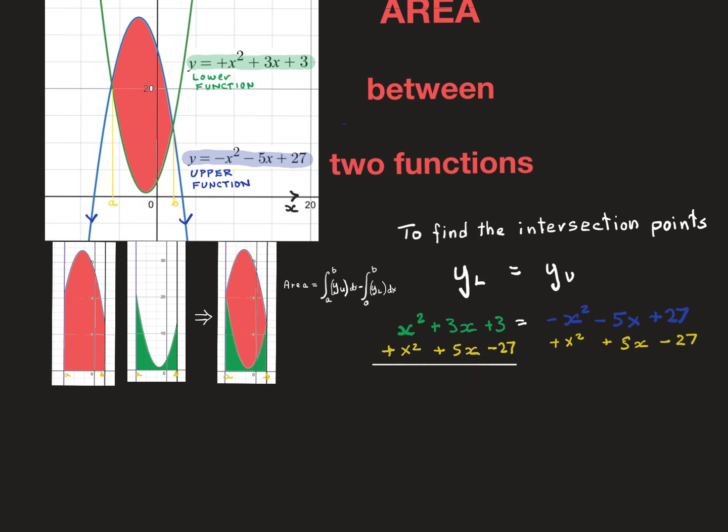Well, we can now add. So we've got 2 lots of x squared. Now we have 8x, and 3 take away 27 means I have minus 24. And on the right-hand side, I've got nothing. And to find the intersection points, I'm going to need to find the value of x. And I will do this by factorizing. But before I do this, I notice that 2, 8, and 24 can all be divided by 2, and that'll make it easier for me.